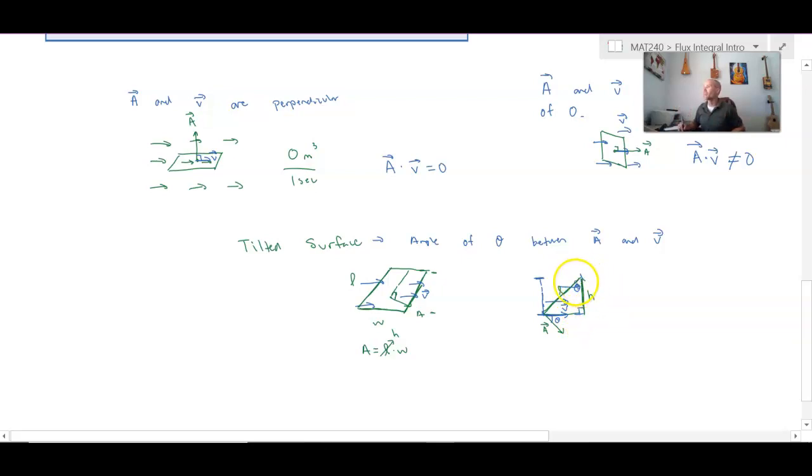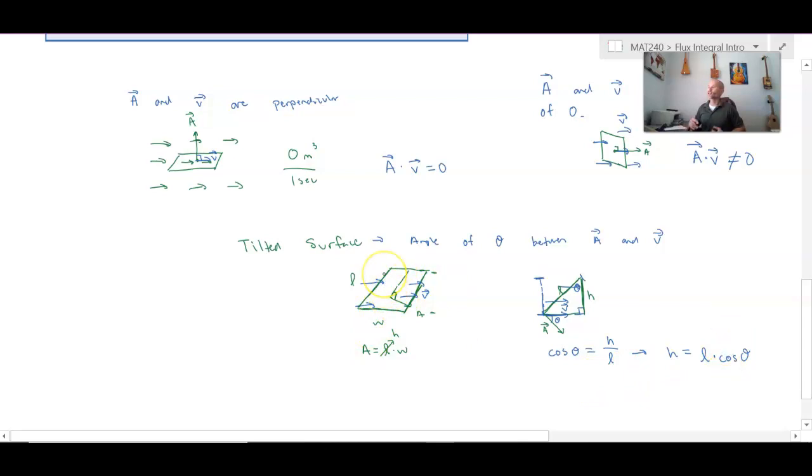In any case, if that's theta right there, and what I want to solve for is the height, I can use the relationship that the cosine of theta is going to be adjacent over hypotenuse. So it's going to be the height divided by the actual length of that tilted surface. Now, what I wanted to solve for is h. So h is going to equal L times the cosine of theta.